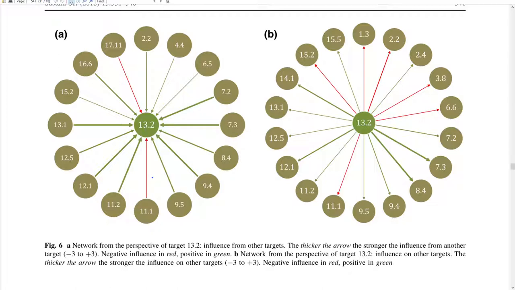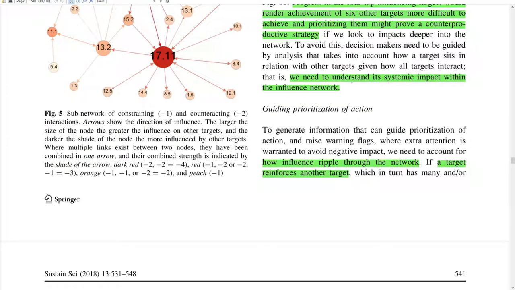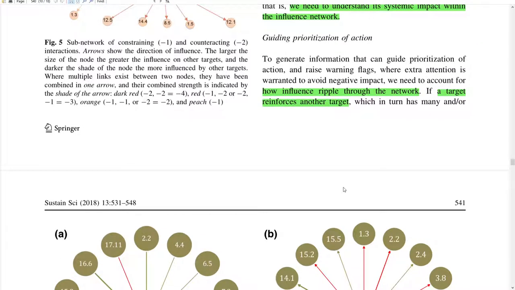They say no, because it could be that by prioritizing these four, you're actually undermining maybe six other targets, which are in turn influencing 13.2 negatively. This is why we need to understand its systemic impact within the influence network. This takes us to another concept where they're going to look at second order interactions and how influence ripples through the network, just like a wave.